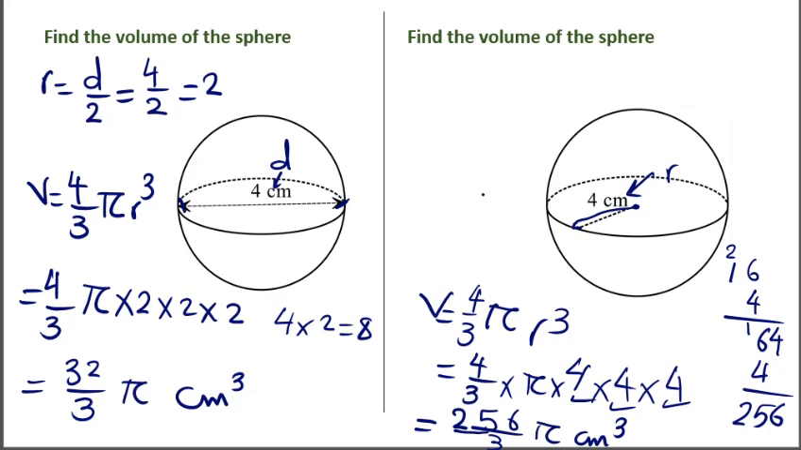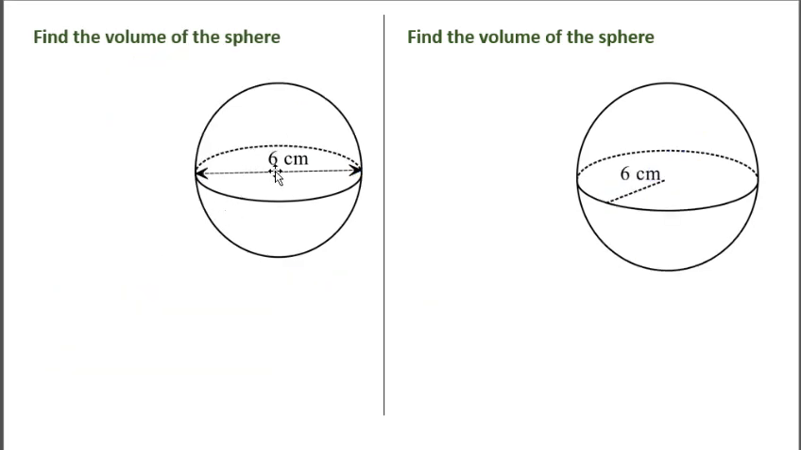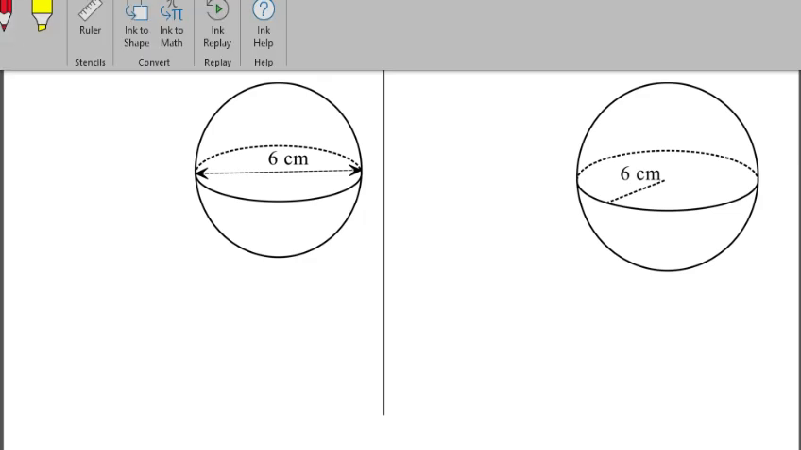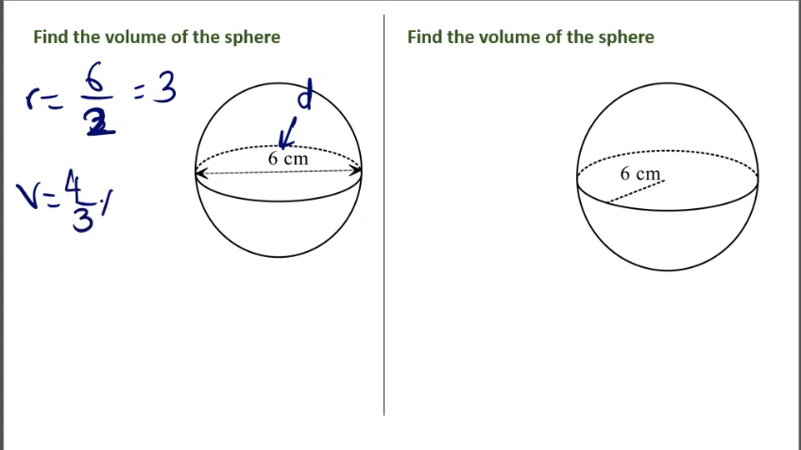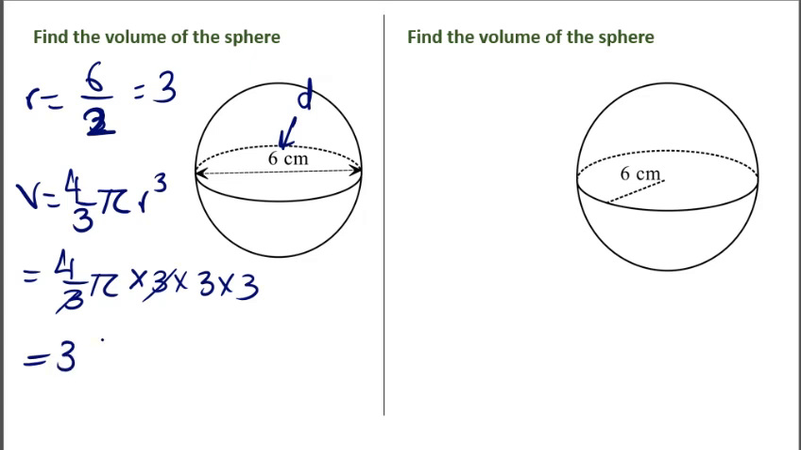The last two examples. 6 here is a diameter. Radius is 6 divided by 2. It will be 3. Volume is 4 over 3 pi r cube, 4 over 3 times pi times 3 times 3 times 3. Cancel 3 with 3. 3 times 3 is 9. 9 times 4 is 36 pi centimeter cube.